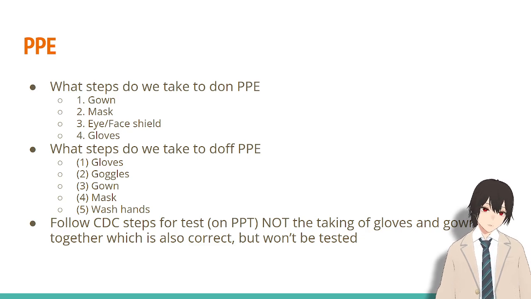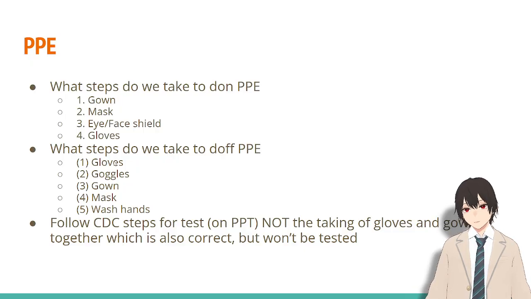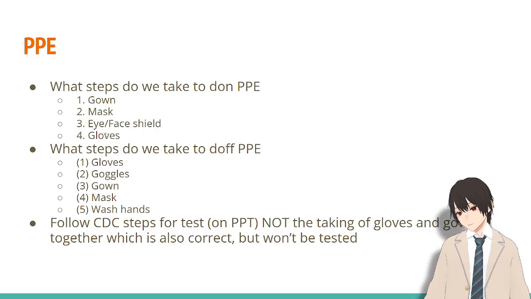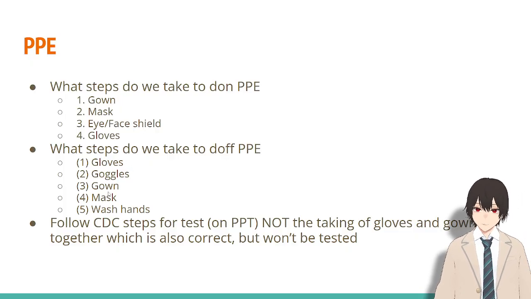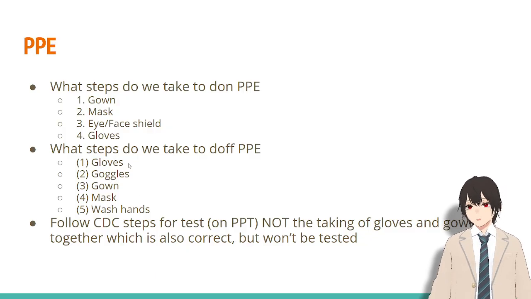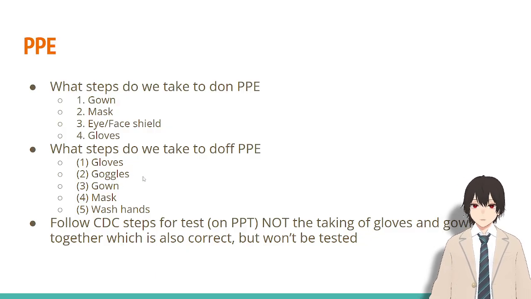But the easy trick I used to remember what is always going to be taken off first is gloves. It's always the dirtiest thing that you take off first. The gloves are always the dirtiest, so you always take those off first. And then I use the acronym GEGM to remember, because I just think goggles as eyewear. That works for me, but however it helps you remember.